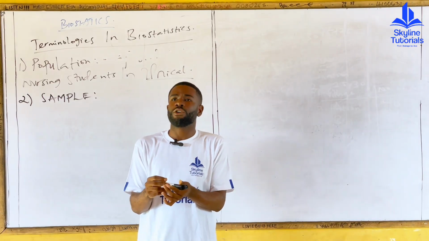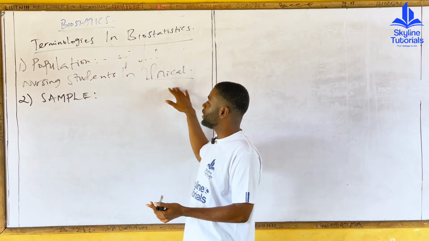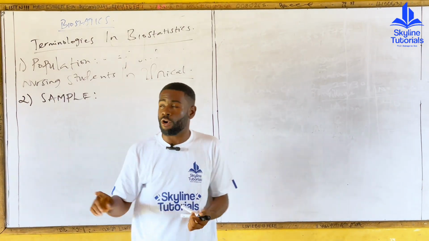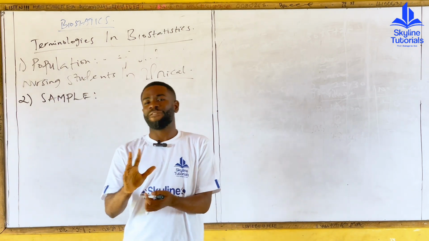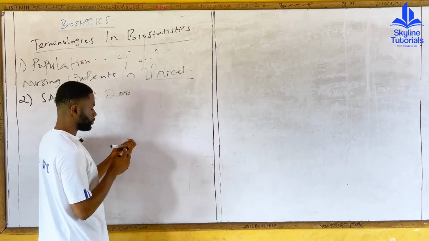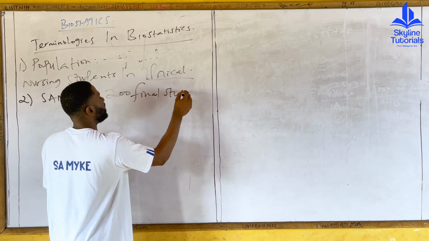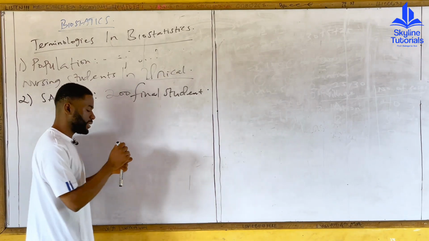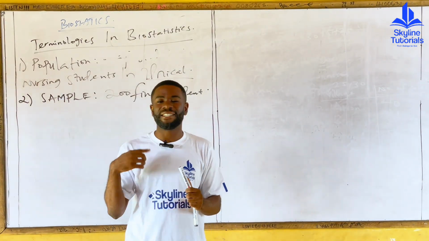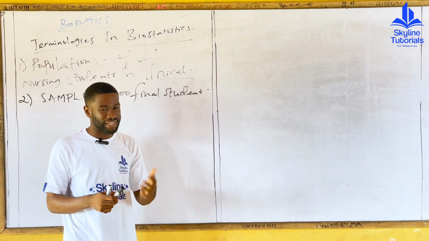Your particular focus may be the entire student population in the nursing department in Unical, but due to costs or the numerical strength of the students there, you take a fraction. Let's say final year students, let's say you take 200 final year students in the nursing department of Unical. So that is a sample. A sample, once more, is a fraction of the population of study by the researcher.